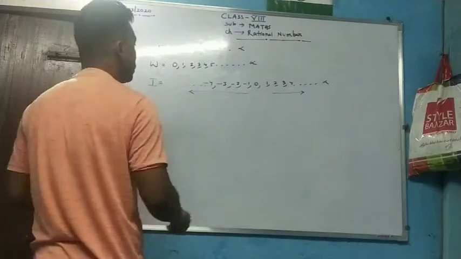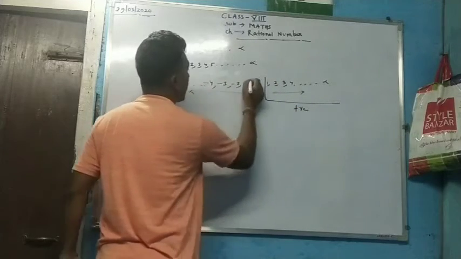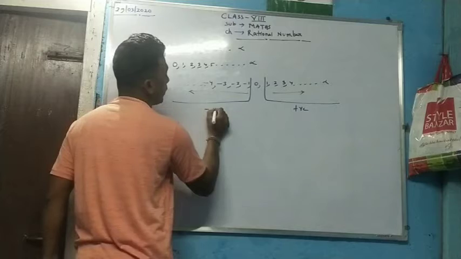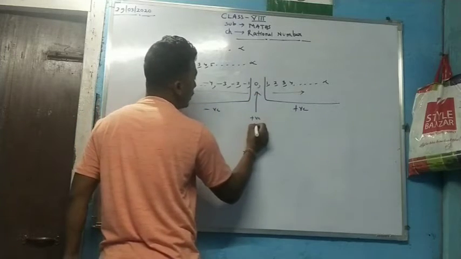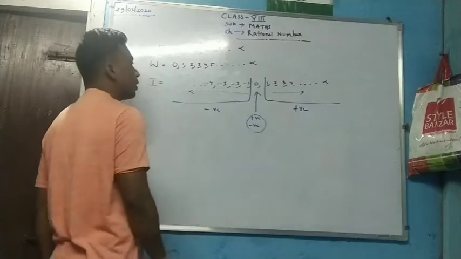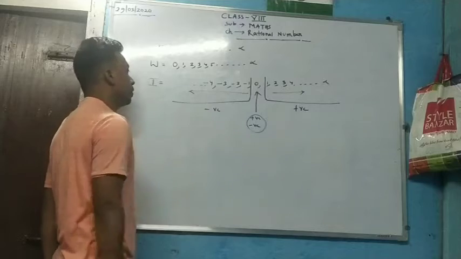The positive numbers, from 1 onwards, are called positive integers, and from -1 going down to infinity, these are called negative integers. And 0 is a number which is neither positive nor negative. So if someone asks you to tell an integer which is neither positive nor negative, the answer will be 0.